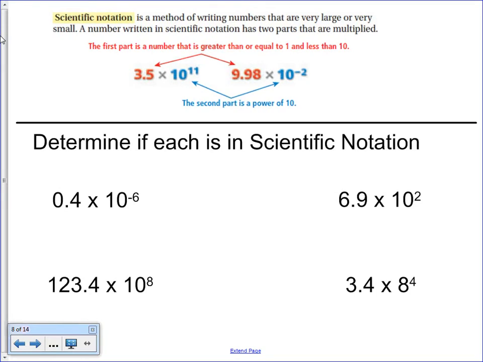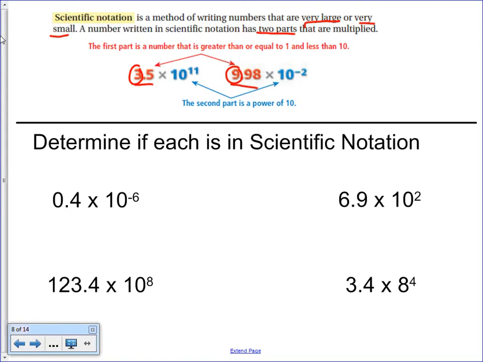Scientific notation. So we talked about powers of 10. Here's the lead into scientific notation. It is a method of writing numbers that are very large or very small. And we're going to do some examples of that. A number written in scientific notation has two parts that are multiplied, kind of like what we were doing in the previous slide. The first part is a number that is greater than or equal to 1 and less than 10. Notice how 3.5 and 9.98 are greater than 1, but less than 10. I like to think that there's one digit to the left of the decimal point, and it is not a 0. That's also a good way to think about it.